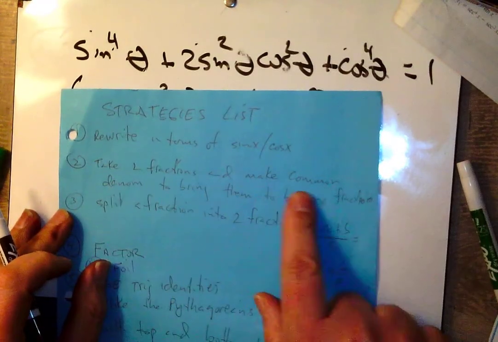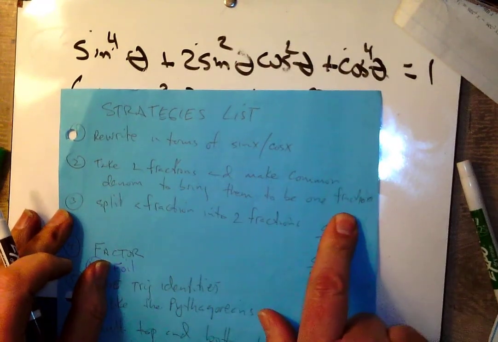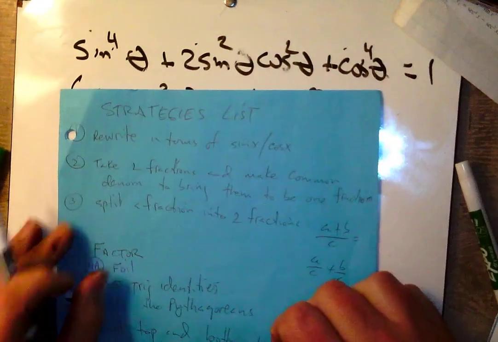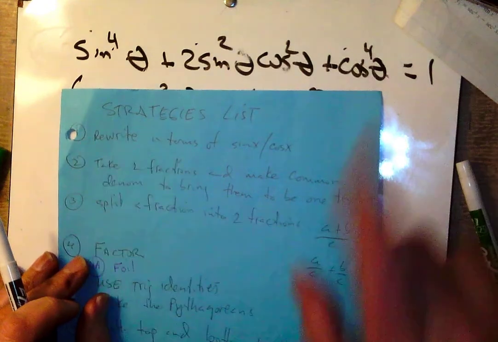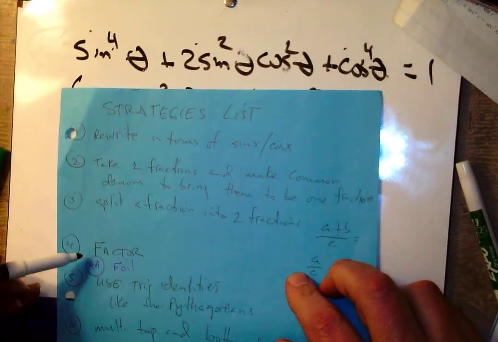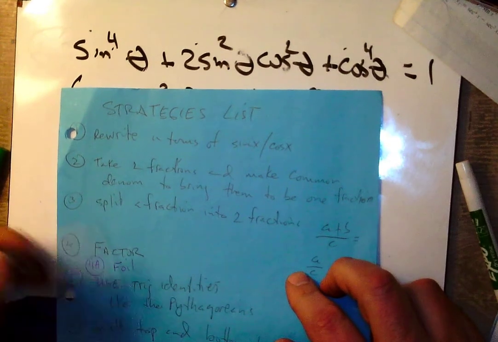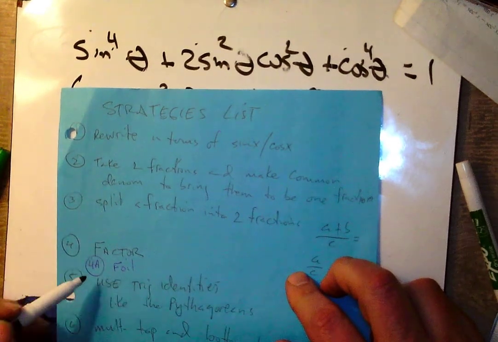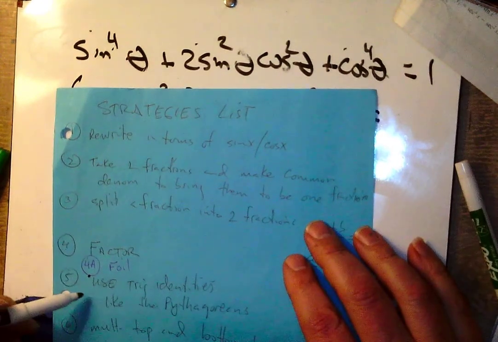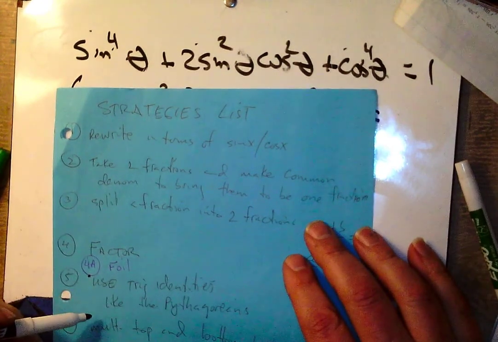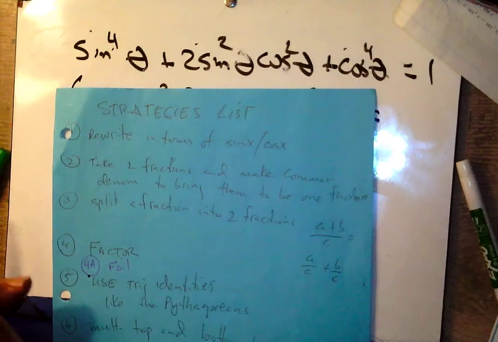Take two fractions, make a common denominator, bring them to one fraction. I don't have any fractions. Split a fraction into two separate fractions. Yeah, no, I still don't have any fractions. Factor. Factor, it's right there. Let's keep going and see if there are any others. Foil. Yeah, there's no foiling, there's no distributing. Use trig identities. Well, so here's the thing.